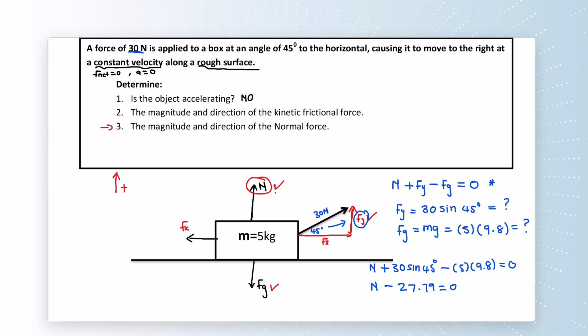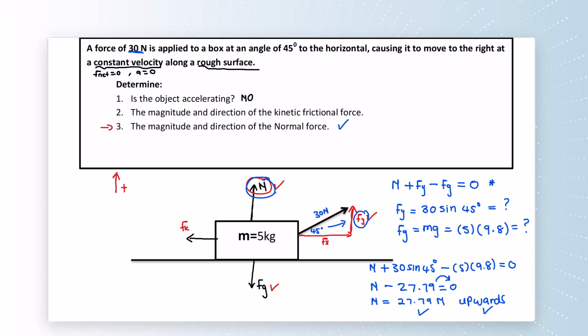Just confirm. And then we're now going to transpose this, take the other side, so that we can be left with N. So N is going to be, when we transpose that, 27.79 Newtons. Where is the normal force going? It's going upwards. Upwards. So we have the magnitude and we have the direction. We've answered that as well.